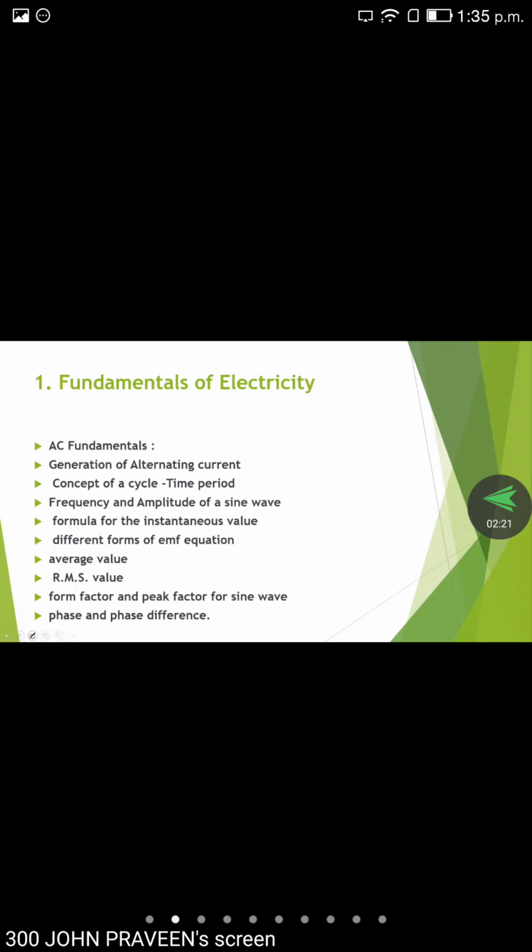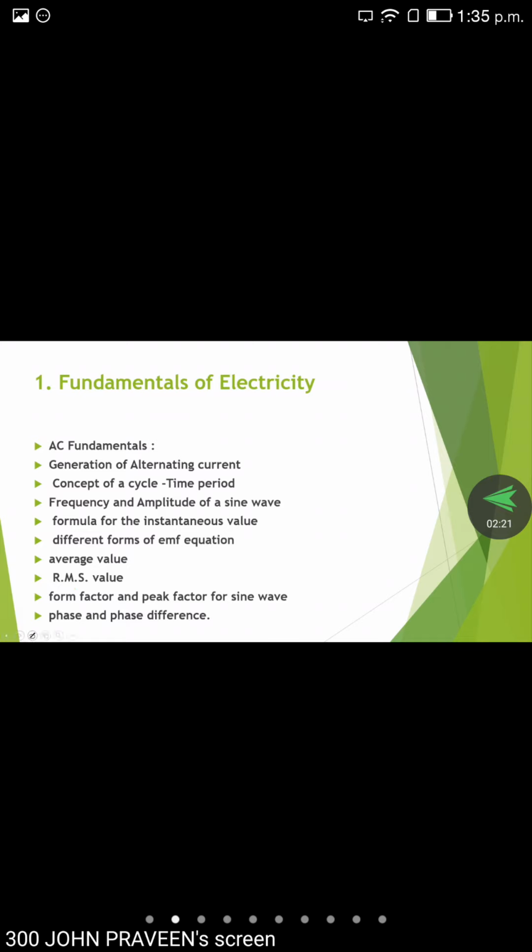So the first chapter is slightly lengthy compared with the other chapters. Mostly it is theory based. We just have a few calculations related to the average value, RMS value, form factor, peak factor. These we call the problematic session. In just 3 to 4 steps the answer can be solved. So these are the fundamentals. First we discuss DC, then we discuss AC.